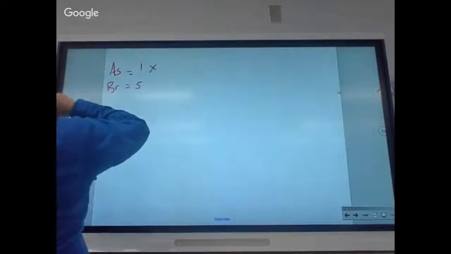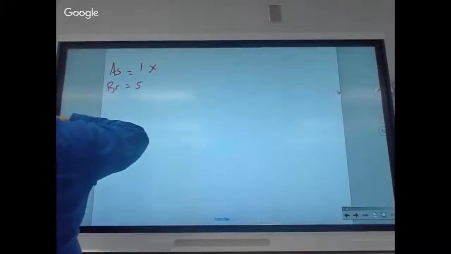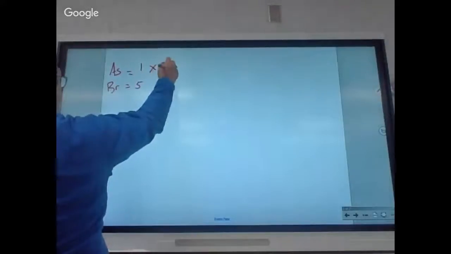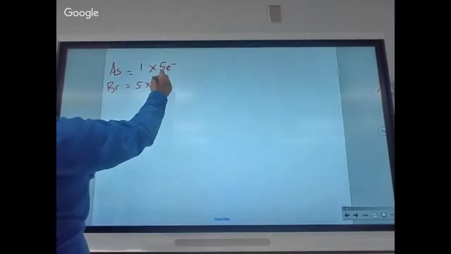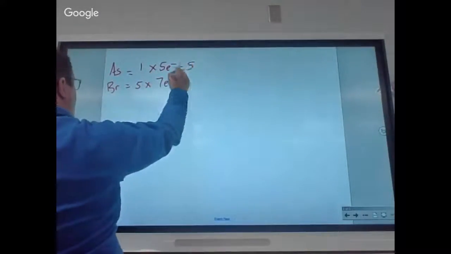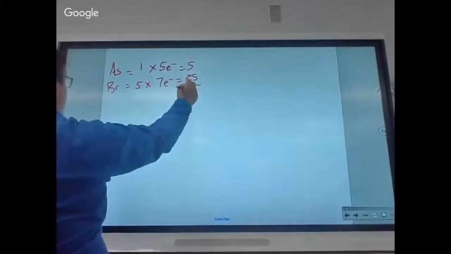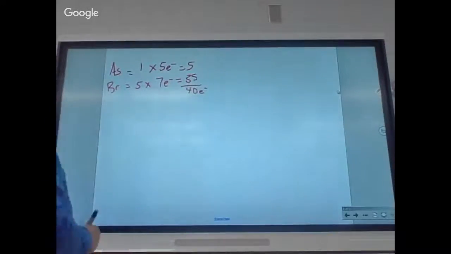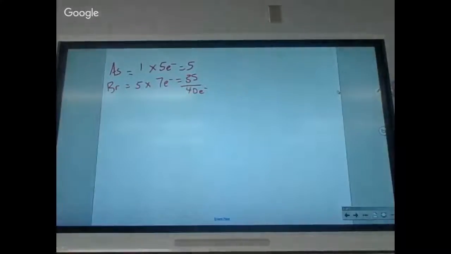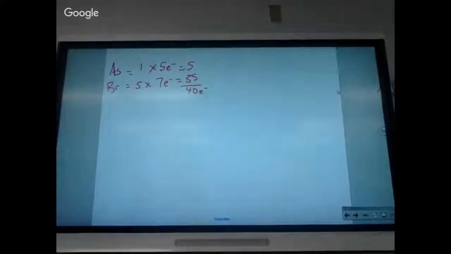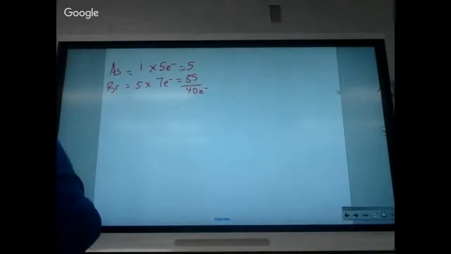Thank you. All right, so As has how many electrons? 5. Br has how many? 7. So we get 5, we get 35, for a grand total of 40. So in your structure, you have to have 40 electrons. Everybody remembers how to do that, right? By the way, your test is Thursday. Quiz is tomorrow. So who's my central atom?